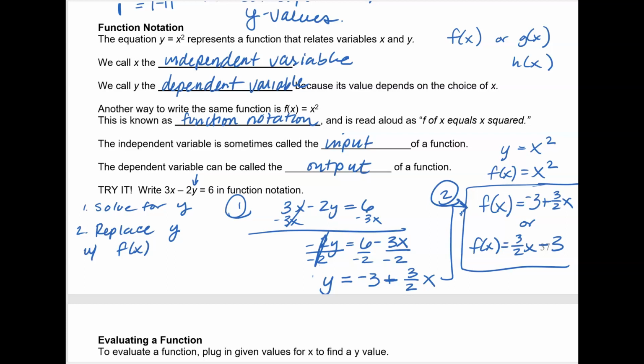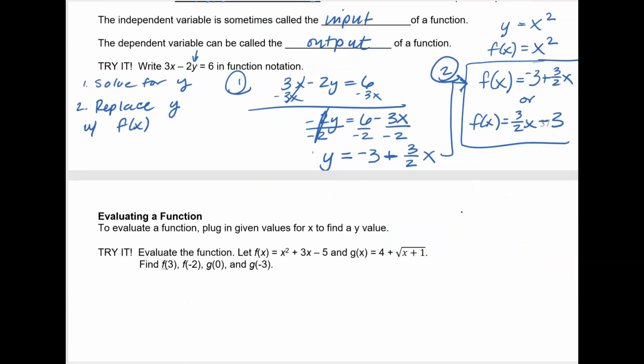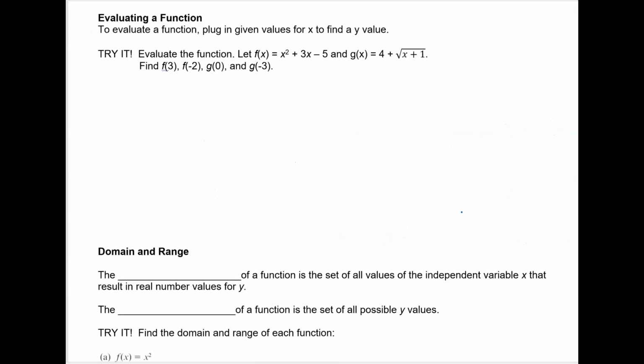So now that we've talked about that, let's talk about how to evaluate a function. So evaluate means you're given an x value and you want to figure out what the y is. So basically this is what I call plug and chug. You plug it in and you work the problem out. So let's do an example. We've got two functions here, f of x and g of x, and the reason that we use different letters is because it's easier to refer to different functions that way.